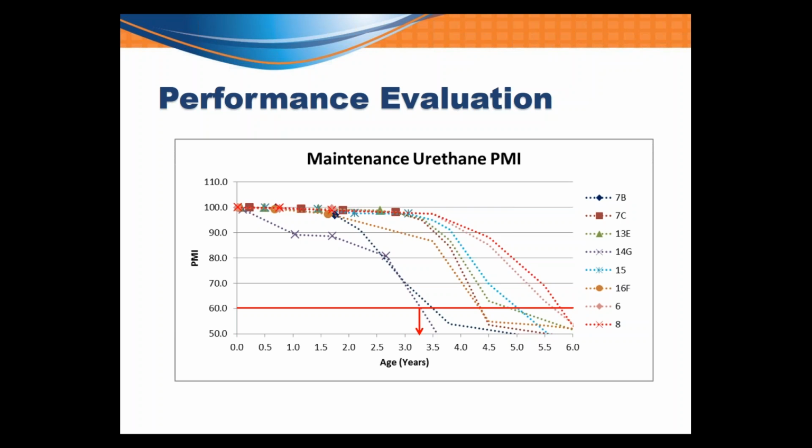This is another PMI graph. This shows the various PMI values for the test locations where we installed urethane on maintenance project. So again, based on this graph, we can reasonably anticipate the service life of urethane on maintenance contracts to be 3.25 years.